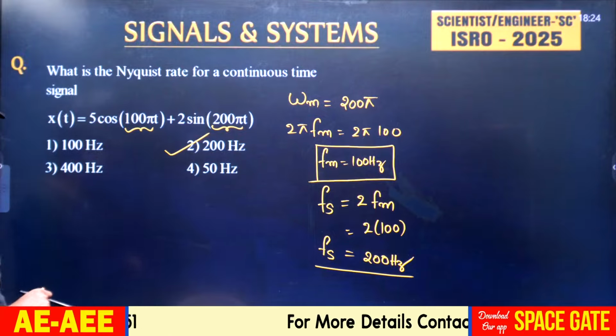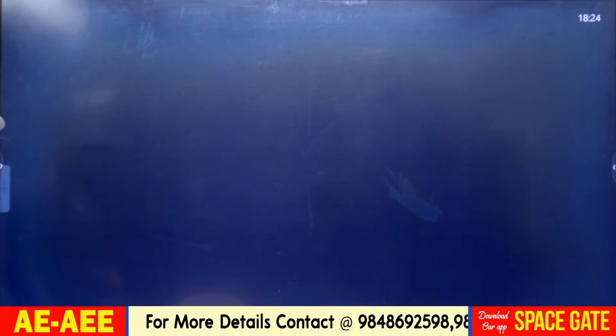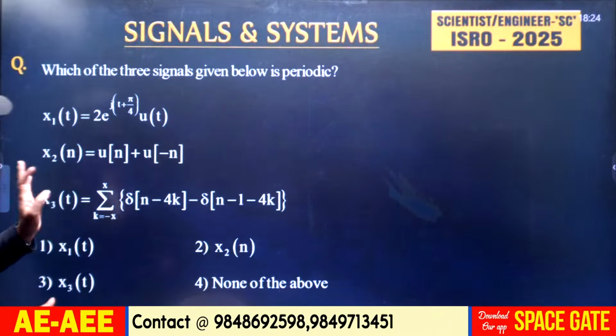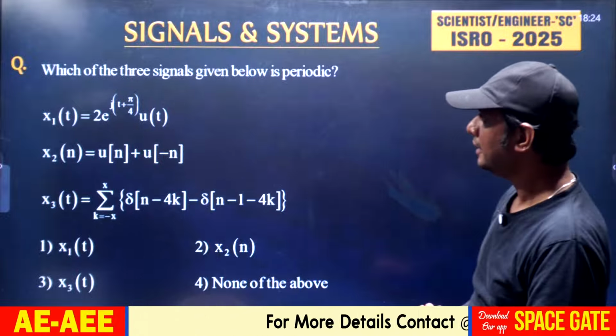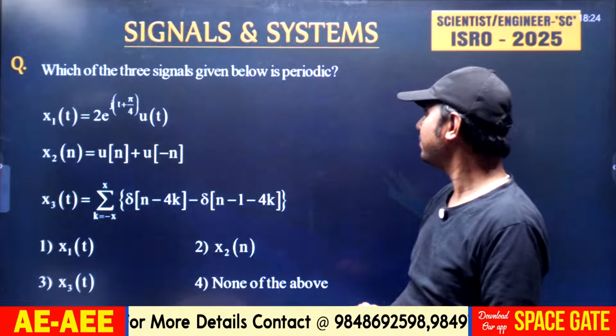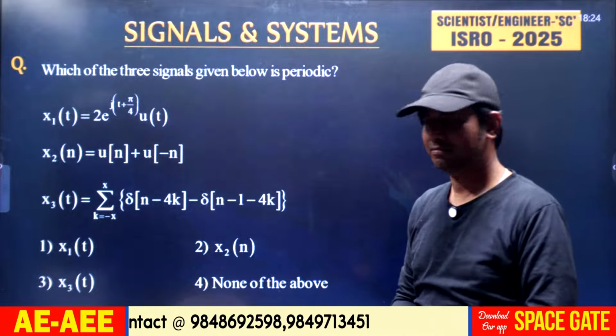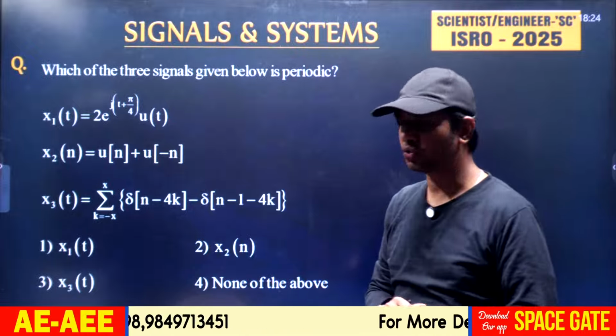Now, let us look at the next question. Yes, this is the next question. In this question, what did he say? Which of the three signals given below is periodic? Periodic signal we have to choose.